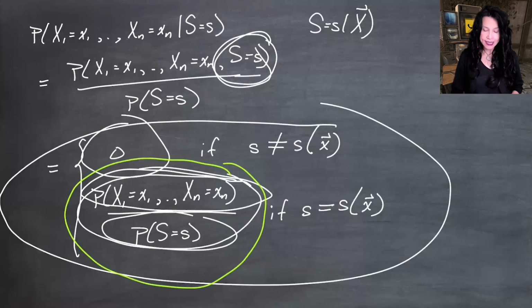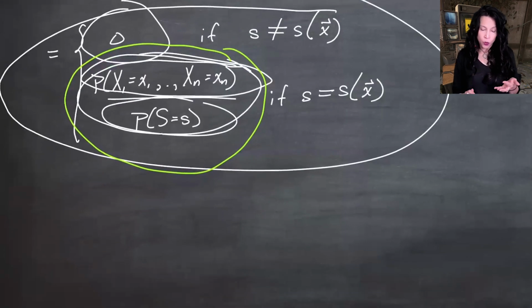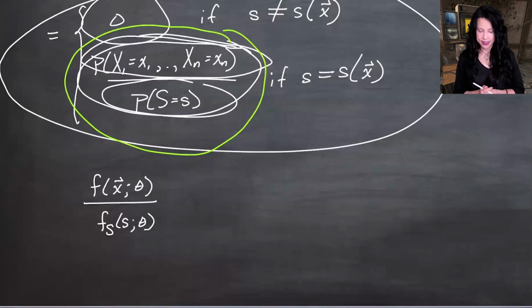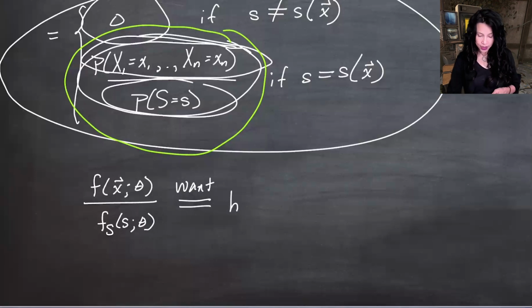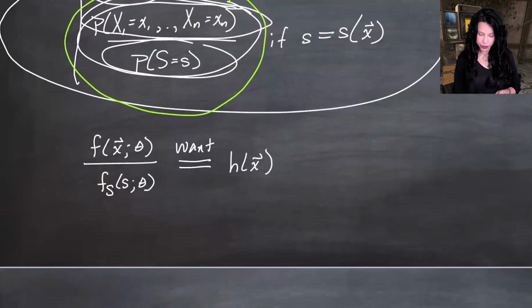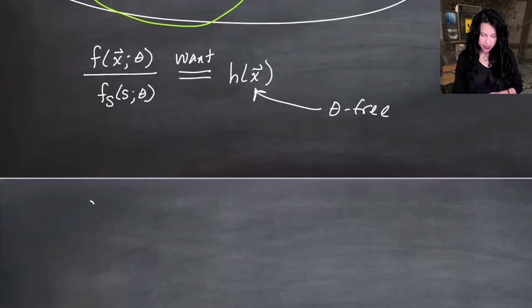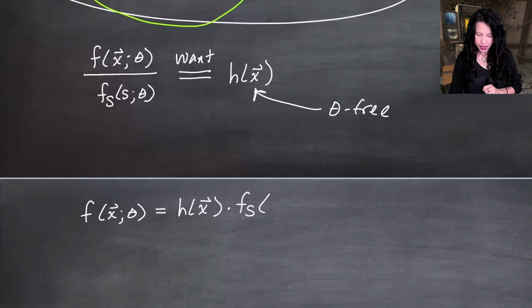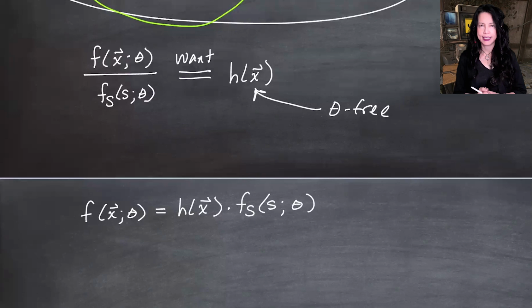Okay, so let's zoom in on this and also start to talk about it in the continuous setting. What you're seeing right there in that green circle is a joint PDF, so like an f of all the x's and probably theta, over a marginal PDF for S, which also probably has a theta in it. And we want this to be something that is theta free. So I'm going to call this h of x. As the notation suggests, since there's no theta there, this is just something that is theta free. So the question for sufficiency becomes, does the joint PDF for the data factor into a quote unquote pure x part with no thetas times a PDF for a sufficient statistic, which could be vector valued?